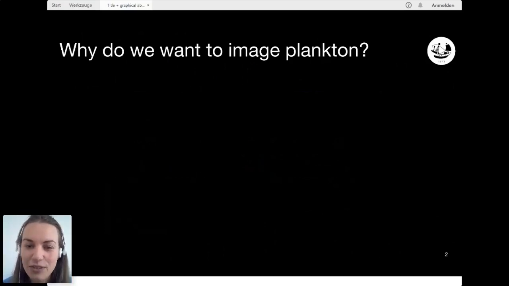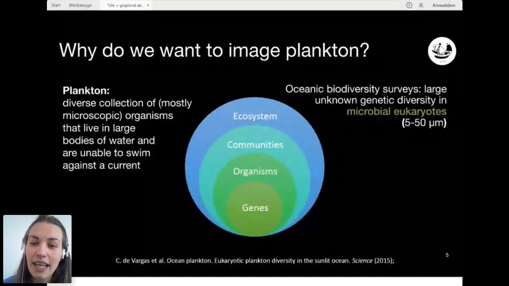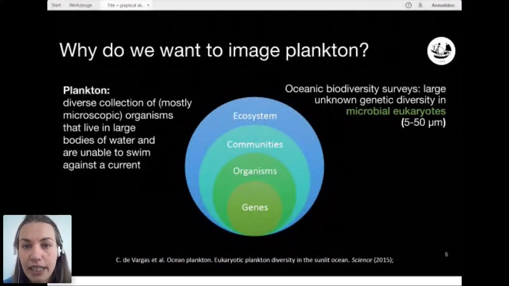So, yeah, the first question was, why do we want to image plankton? I already showed you we can study it across different scales. One of the standard tools to study plankton at the genetic level are metabarcoding and metagenetic investigations. In fact, recent biodiversity surveys of the world's oceans with these genetic tools have revealed that there's a large unknown diversity in microbial eukaryotes, which remains to be described. However, for an accurate taxonomic classification, a lot of the morphological data of these is actually missing.